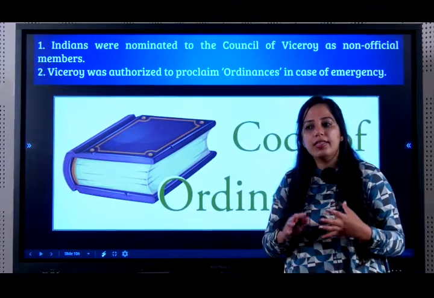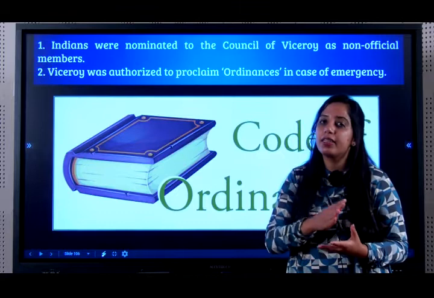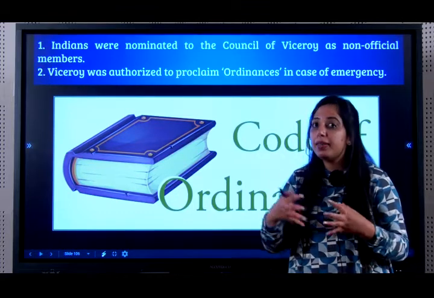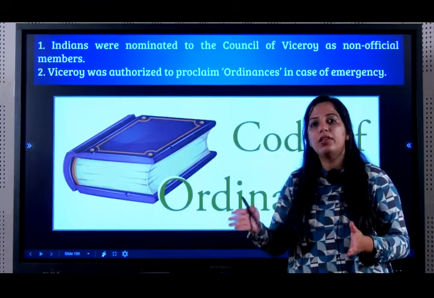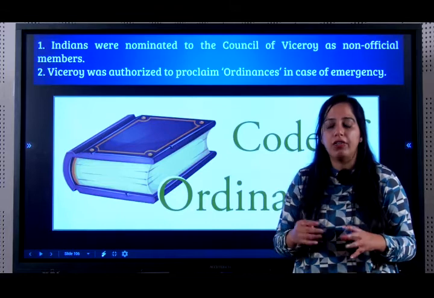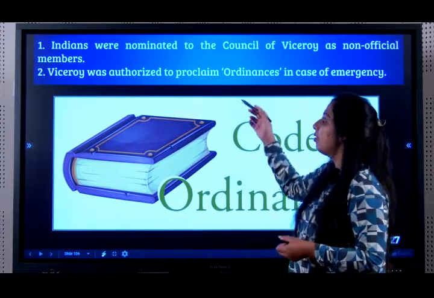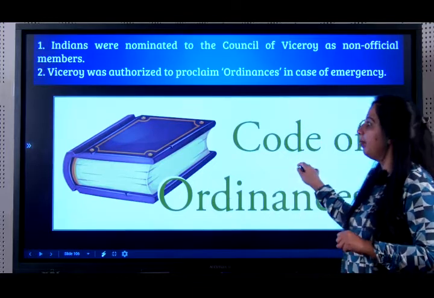So, in such cases, the President has the power to make a law, but it will be in effect temporarily until the Parliament comes and has a session and passes it through the regular procedure. So, this law that was made in case of emergency for an urgent situation is called an ordinance. This power was given to the Viceroy.